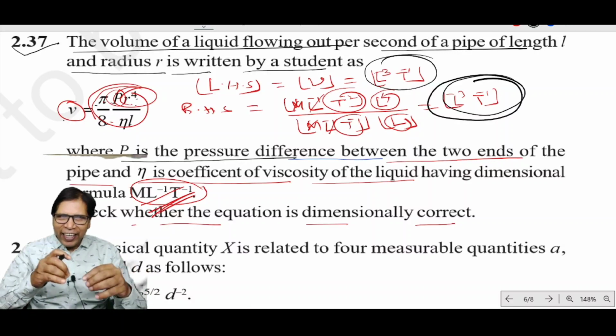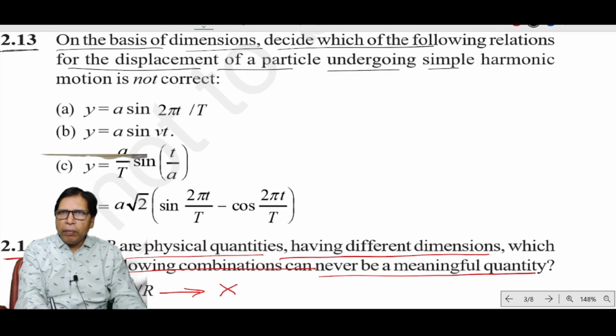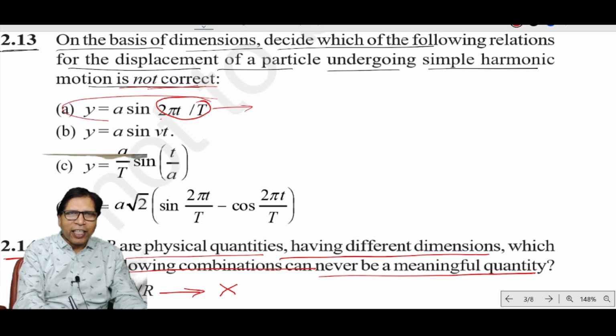Okay. Now take another example. Look at this, Exemplar 2.13. On the basis of dimensions, decide which of the following relations for the displacement of a particle undergoing simple harmonic motion is not correct. So we have to find which equations are not correct. Look at this here, 2πt/T is an angle, and an angle is dimensionless. So this equation is correct.